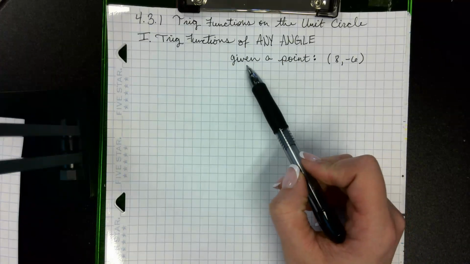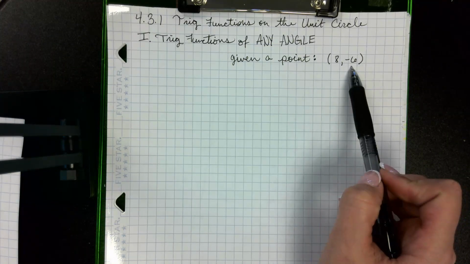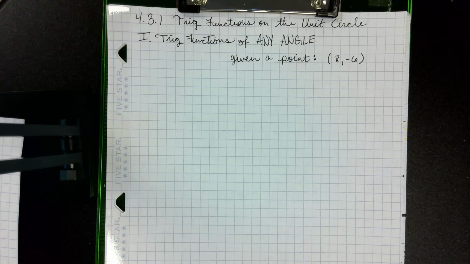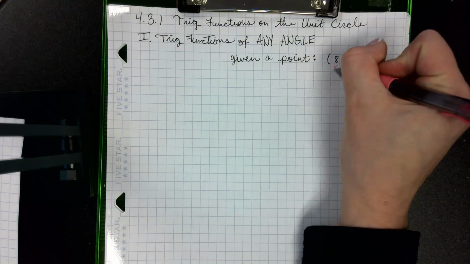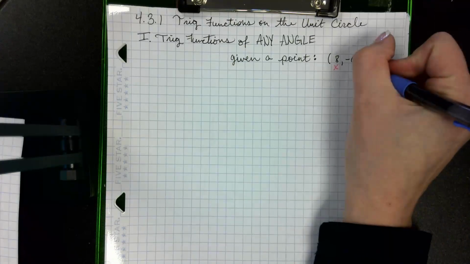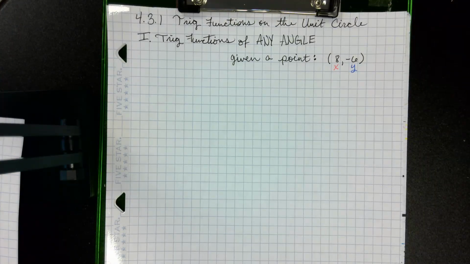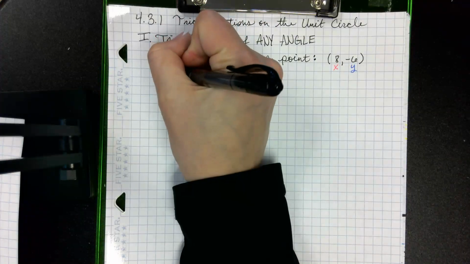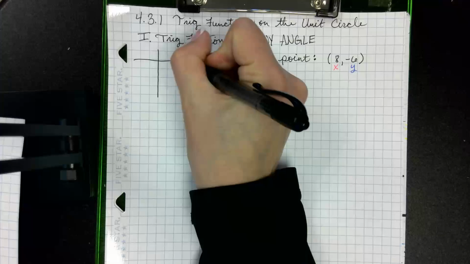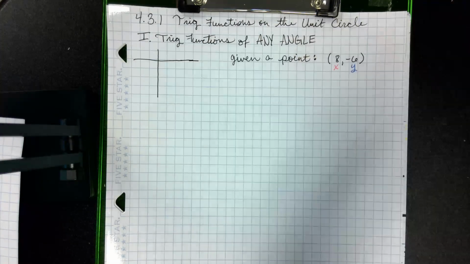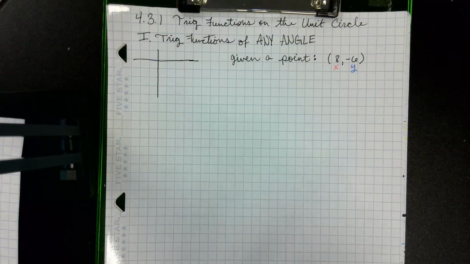What we do have is a given point, right there. Just like you've always plotted points, it is an x value and a y value. So when you're given a point, you can plot the point. Step 1. And these are just quick sketches. They don't have to be super exact.